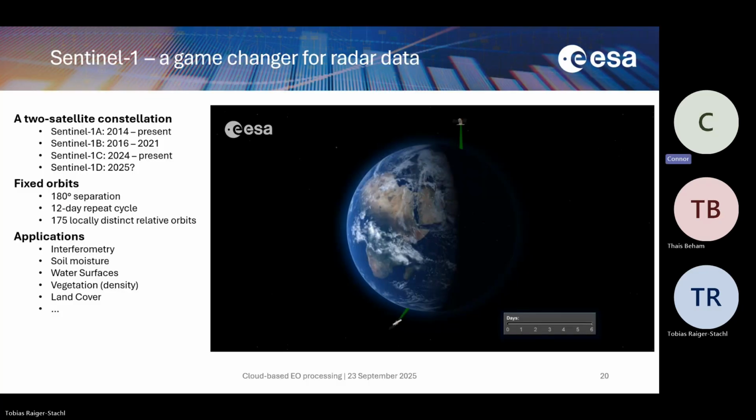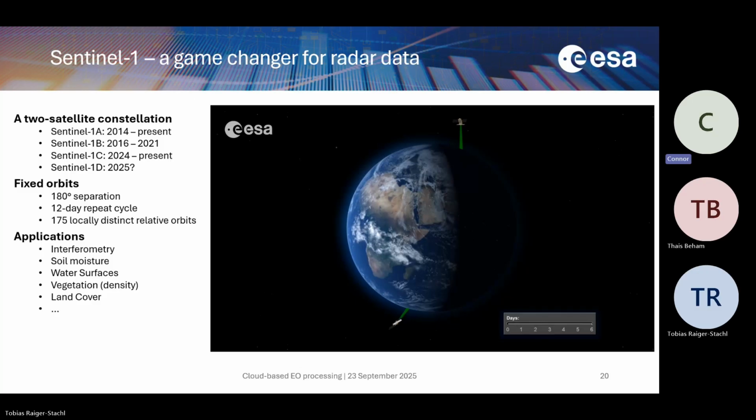Yeah, next. So I would like to ask you, who is familiar with Sentinel-1? Have you ever heard about Sentinel-1? Yeah, okay. I think it's quite popular, I guess. So yeah, here, can you start the animation, Tobias? I already started it. I don't know if it's working. Okay.